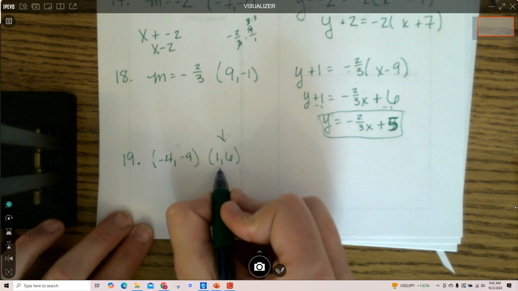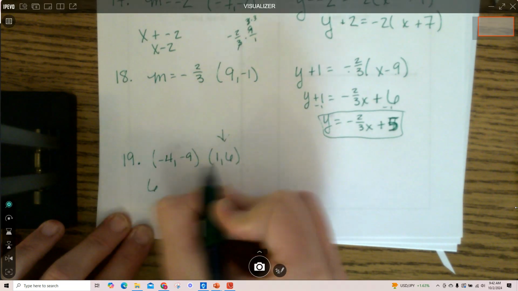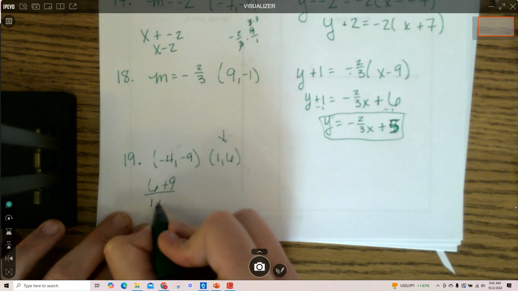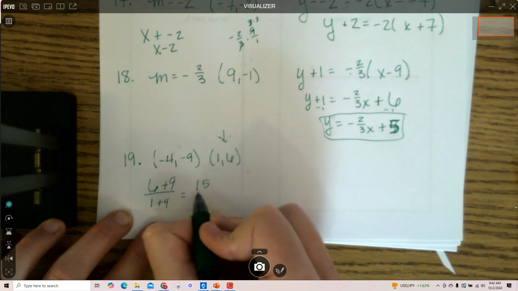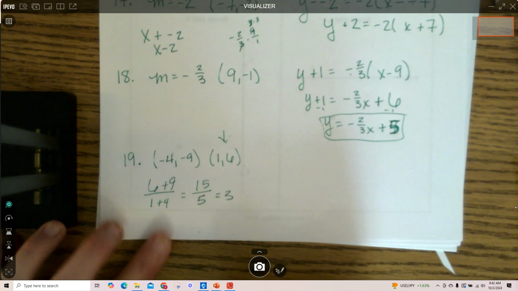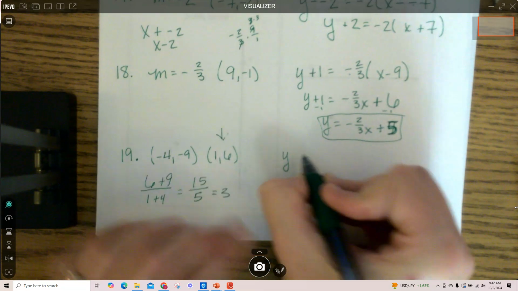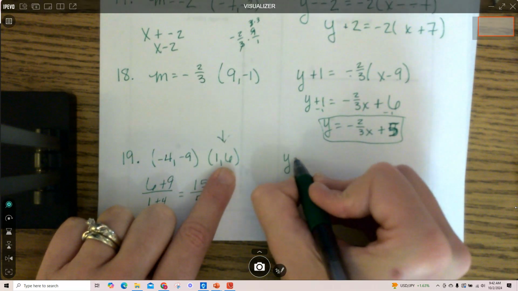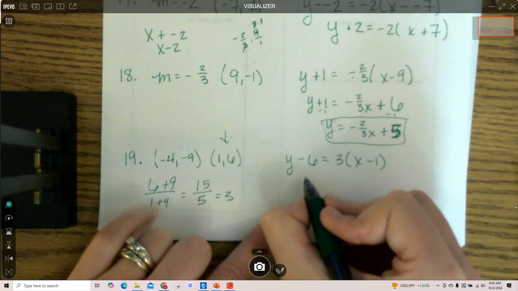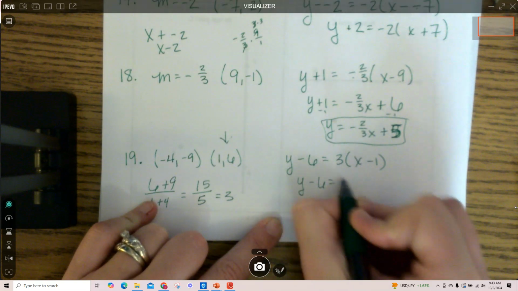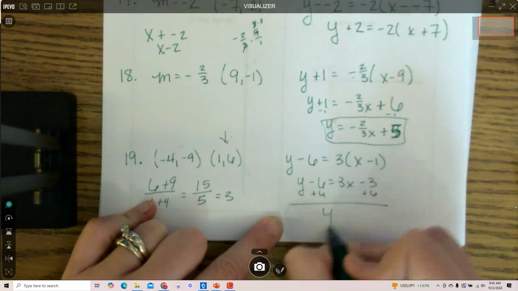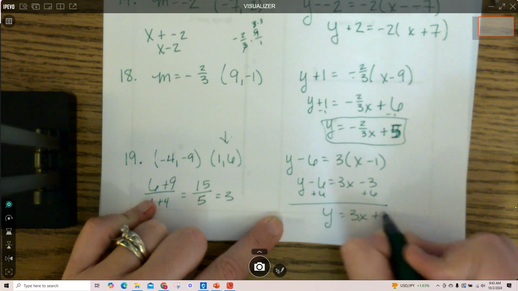All right, so slope here is 6 minus negative 9, which is 6 plus 9, over 1 minus negative 4, which is 1 plus 4. That gives me 15 over 5, which is 3. So point slope form, I'm going to use this ordered pair because it's positives. y minus 6 equals 3 times (x minus 1). So y minus 6 equals 3x minus 3. Add 6 to both sides. y equals 3x plus 3.